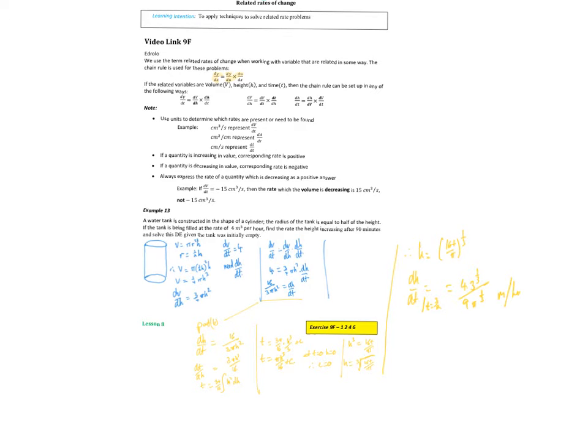The volume of a liquid in a cone or a cylinder might depend upon the height of the liquid in the cone or the radius of the liquid at any point in time. So our related rates combine multiple variables together to come up with one difference or differential equation.